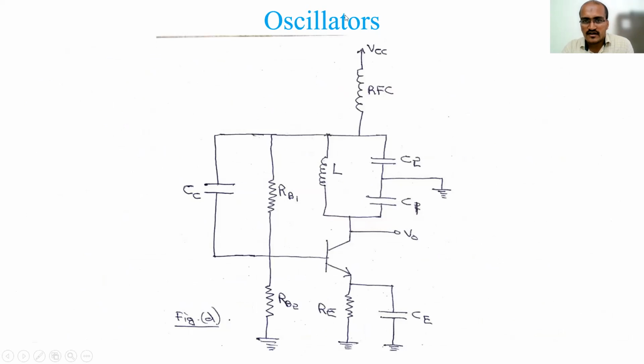So try to understand how to draw this circuit. Since it is a virtual class, I have already drawn the circuit. How will you begin? First you have to draw the transistor in common emitter configuration. Then this is the input circuit, the voltage divider bias circuit. See here, RB1 and RB2 you have at the input side, and this is the coupling capacitor.